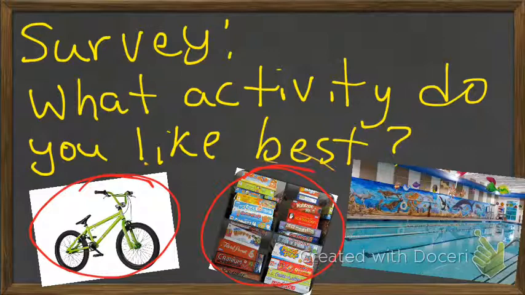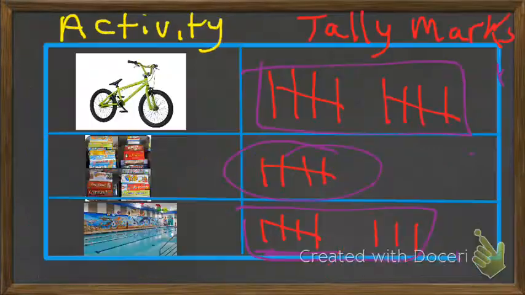Or would you rather go swimming, going up and down, back and forth, or just making a lot of water splashing and jumping in and doing cannonballs? So which activity would you like to do best? And that's the question you would ask the same people with the same 3 possibilities: the bike, the board games, or swimming in the pool.